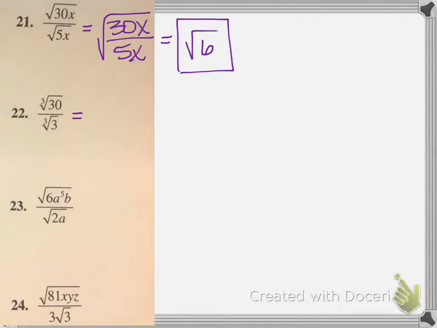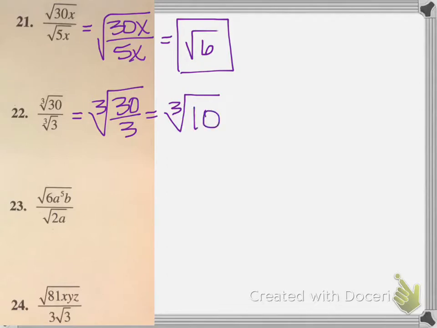Now on this one, they're both cube roots, which is fine, which means I can rewrite them as 1 instead of 2 separate, which is going to leave me the cube root. 30 divided by 3 is 10. And 10 is not a perfect cube, so we're just going to leave it cube root of 10.